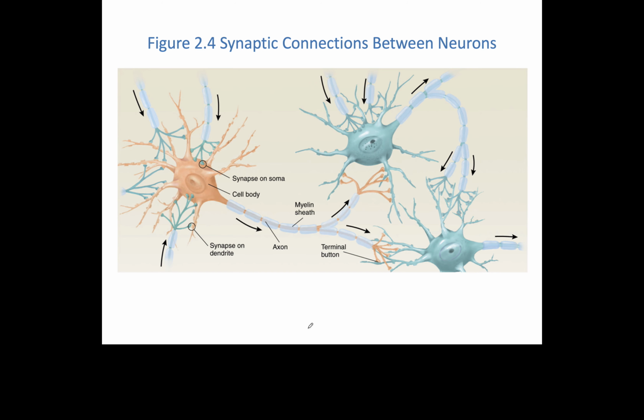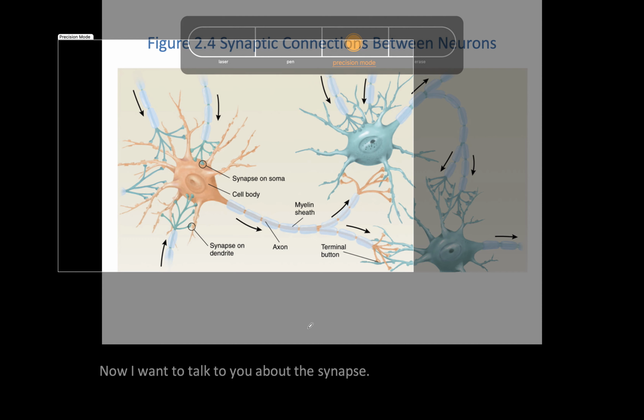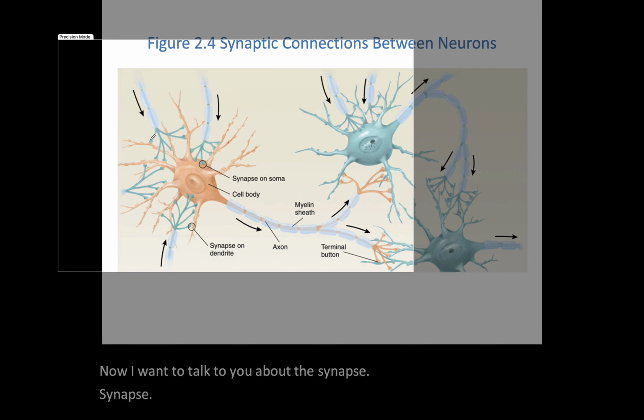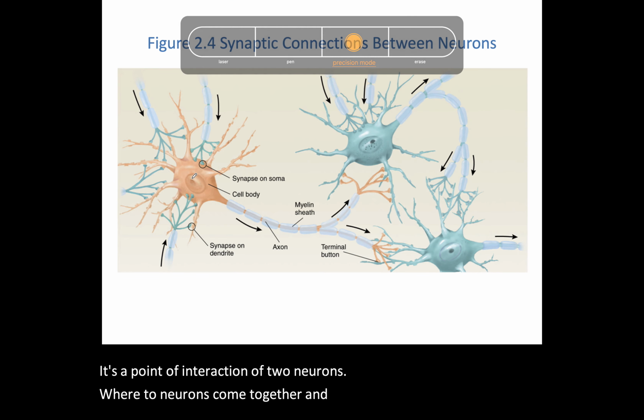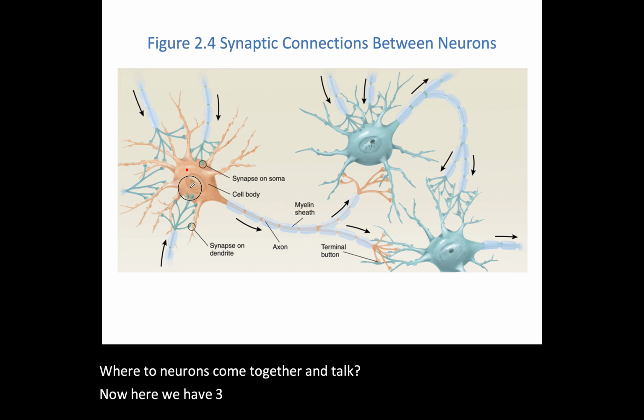I want to talk to you about the synapse. The synapse is a point of interaction of two neurons, where two neurons come together and talk. Now here we have three neurons. We have Larry, we have Mo, and we have Curly.